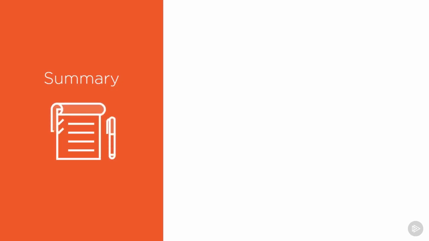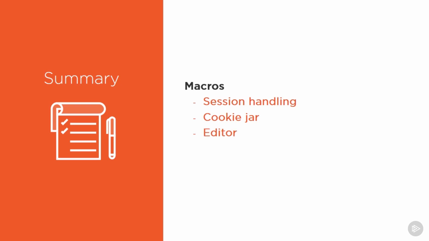So in this module, we took a look at the beginnings of our macro editors, including where we set up session handling rules, what the cookie jar has in its scope and how we can manipulate and manage that. We took a look at our editor and how we can add rules to session handling using the editor. So now let's go ahead and start making some macros.